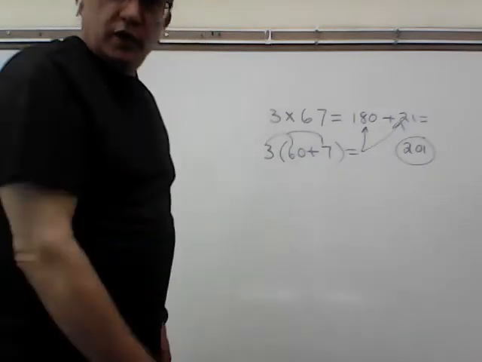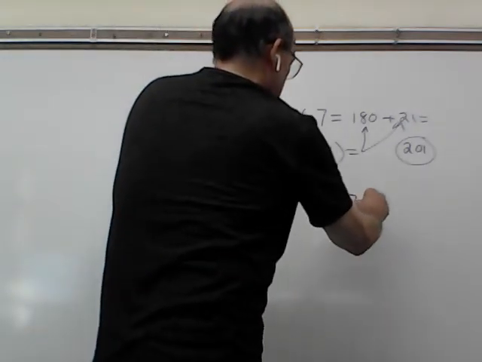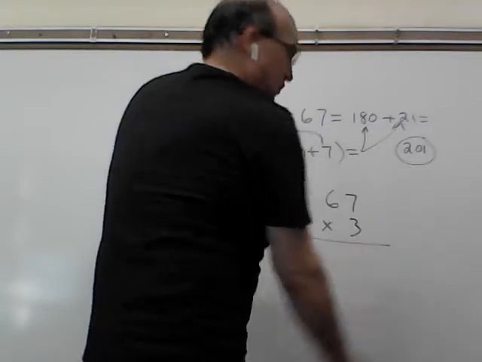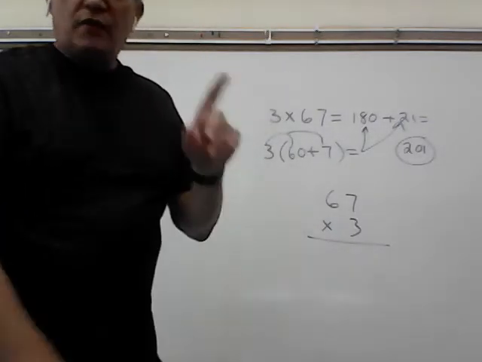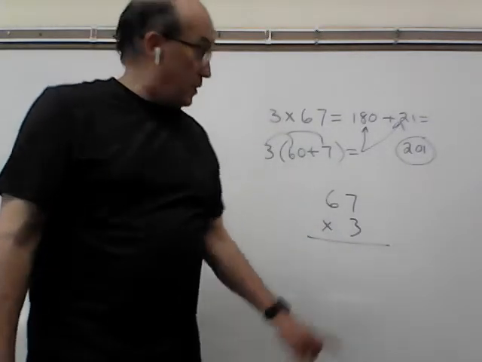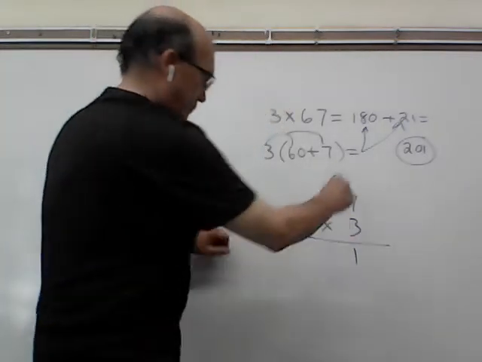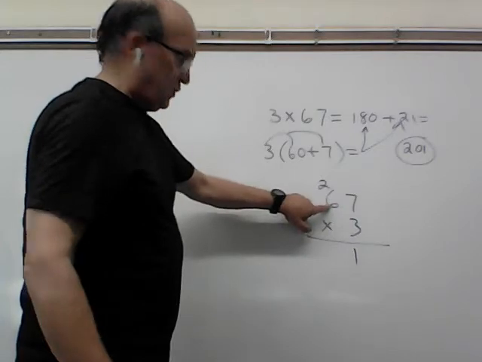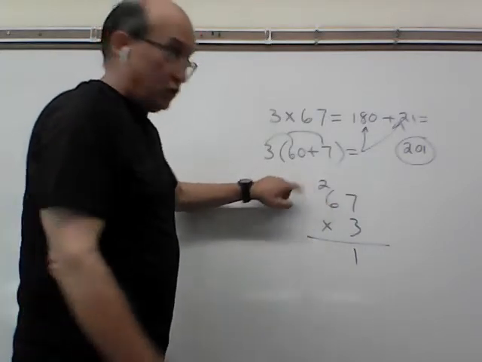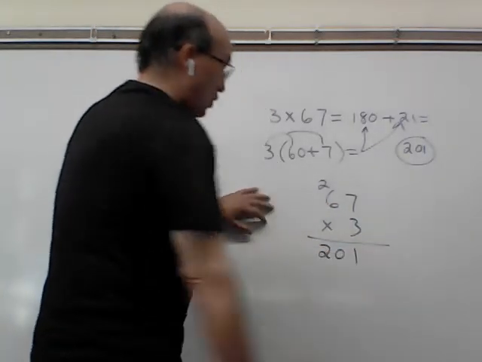Now here's how you learned it in 3rd grade. This is a simple example of the standard multiplication algorithm. 3 times 7 is 21. Put down the 1. Carry the 2. 3 times 6 is 18, plus 2 is 20, and there you go.